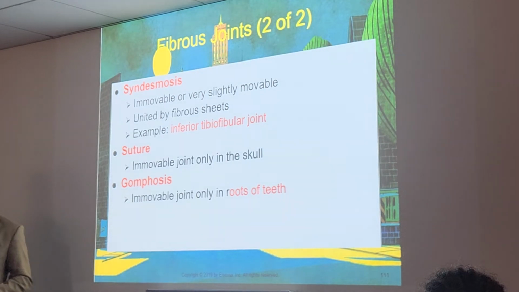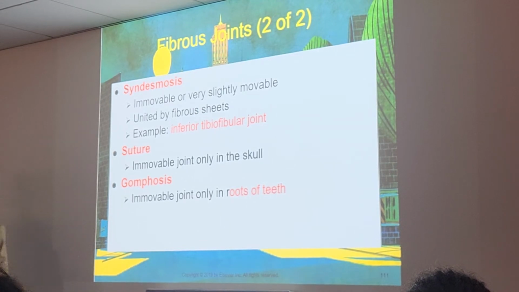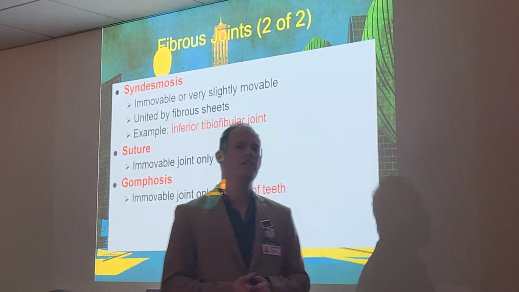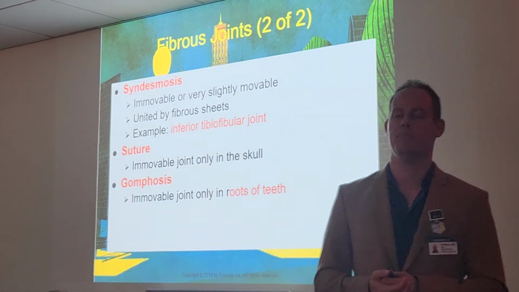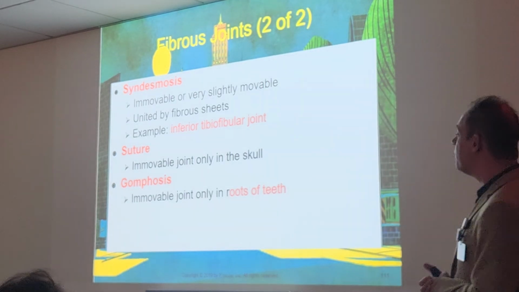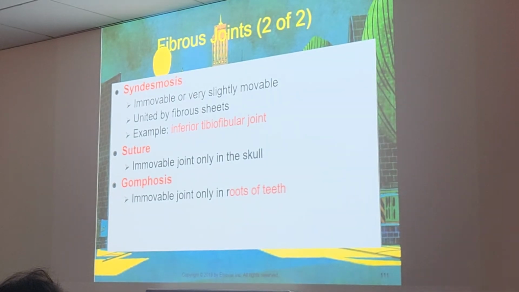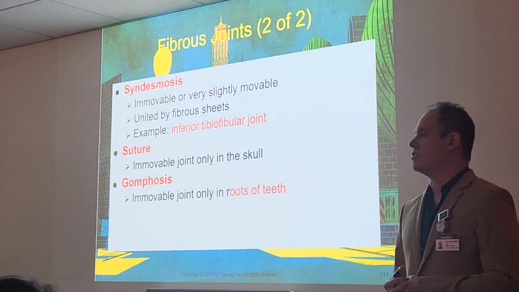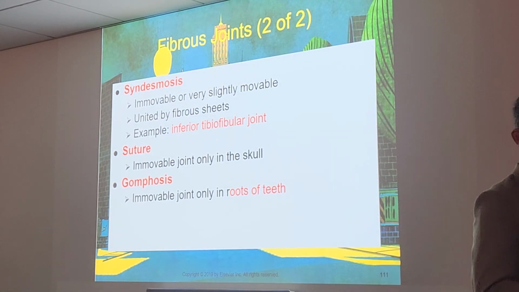All right, so syndesmosis joints, that's going to be that one particular joint we just named, the inferior or distal tibiofibular joint. Make sure you write inferior and distal, it's used both ways. It is immovable or slightly movable, united by fibrous sheets. The sutures in the skull, once again, are immovable joints found only in the skull, and the gomphosis joints are those immovable joints found in the roots of the teeth. Those are our three categories of fibrous joints.